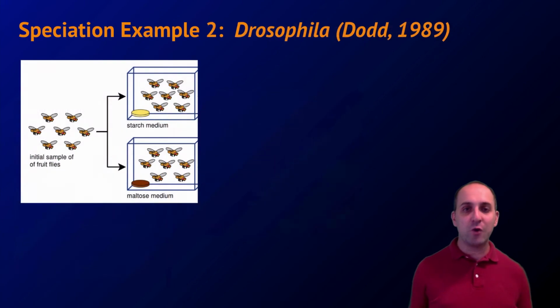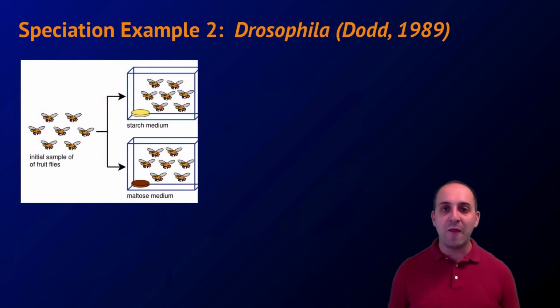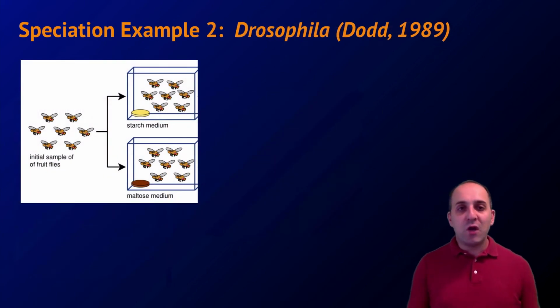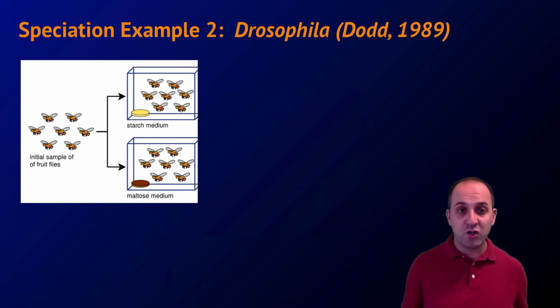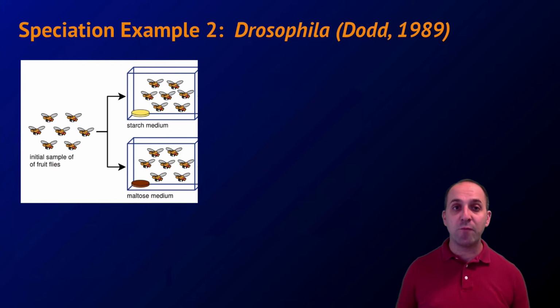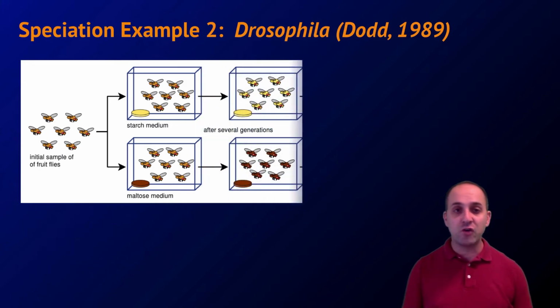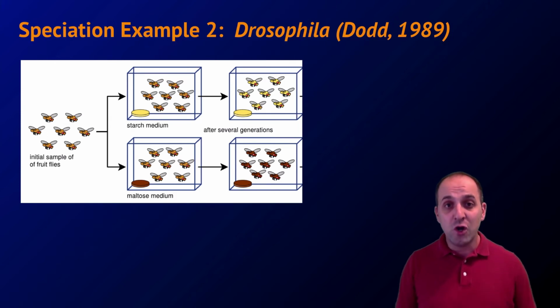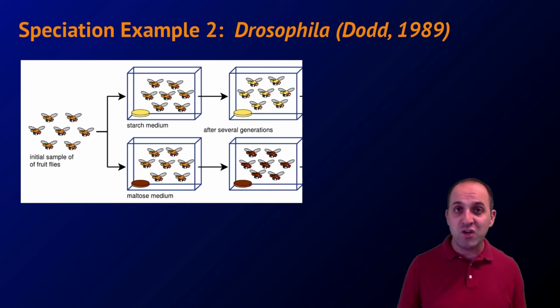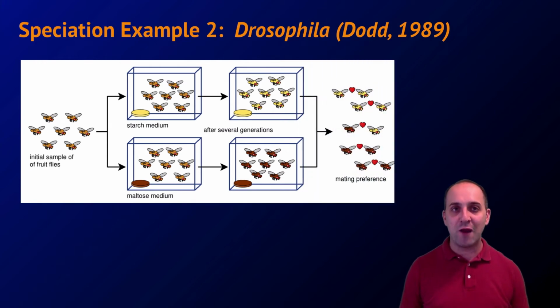And that's very similar to our second example from the lab of Diane Dodd, who took a population of Drosophila or fruit flies and separated them out into two subpopulations, grew one population on a growth medium that contained starch as the sugar source, grew the other population on a growth medium that contained maltose as the sugar source, allowed that to go on for several generations. The nice thing about fruit flies is the generation time is about 2 weeks, so you could run this for 20 generations without really batting an eye, and then brought the populations back together and looked at who preferred to mate with who.